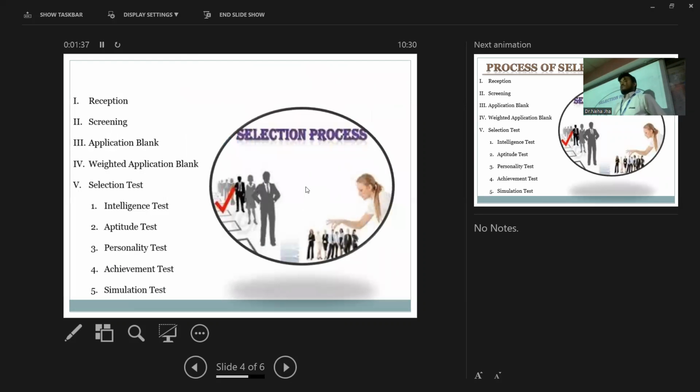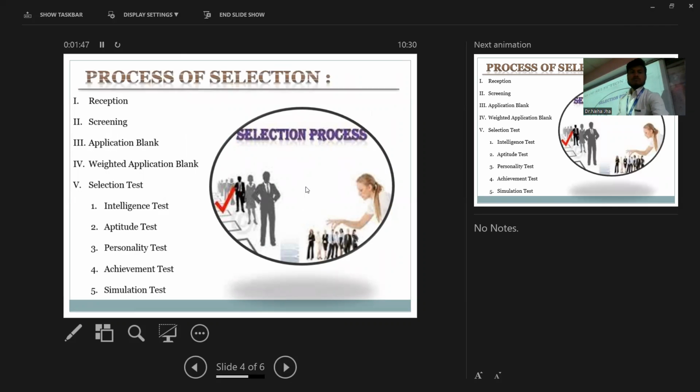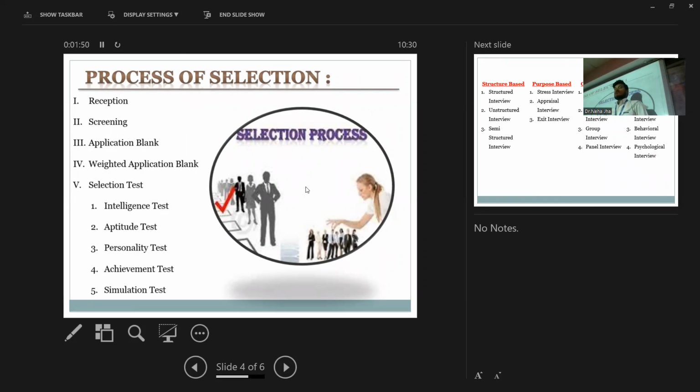Selection. Let's talk about selection process. Let's talk about process of selection. The first one is reception. Second is screening. Third is application blank. Fourth, vetted application blank. Fifth, selection test. In selection test, we got 5 points. First one is intelligence test. Second is aptitude test. Third is personality test. Fourth is achievement test. Fifth is simulation test.